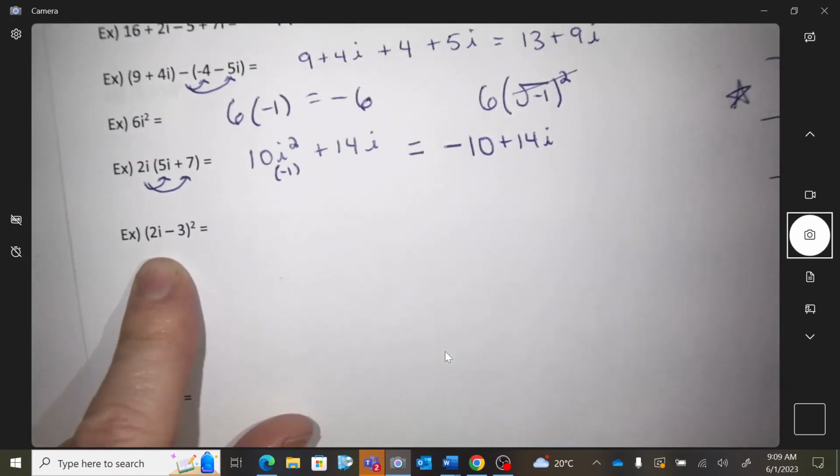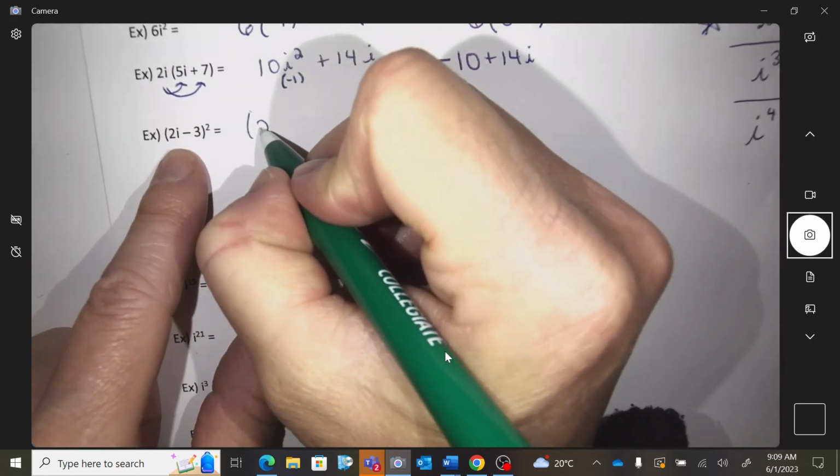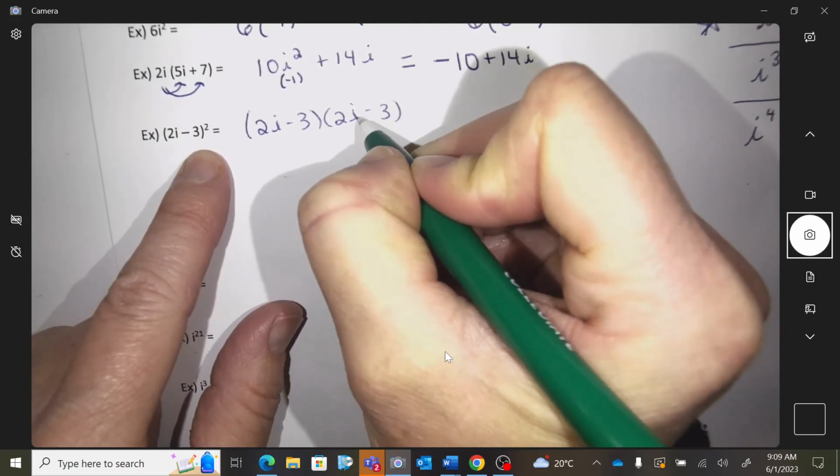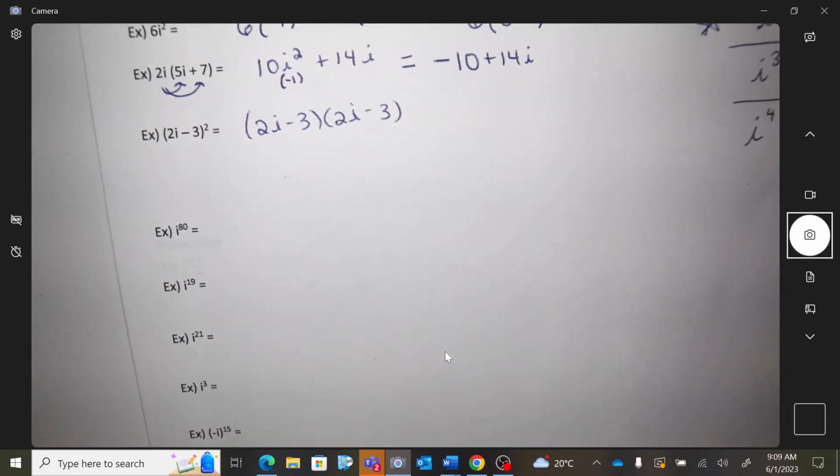This question, you're squaring a binomial, so don't forget that when you square a binomial, it creates a FOIL system. We square the unit. We don't square the individual stuff. We square it as a unit. So give me a FOIL on that.